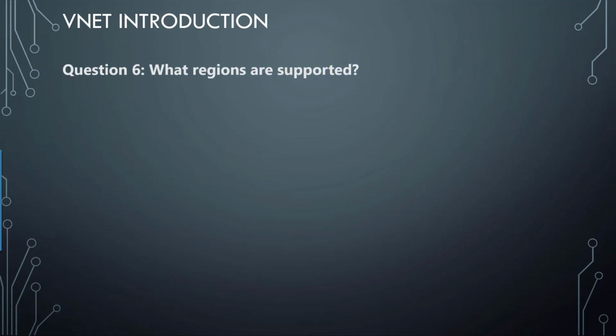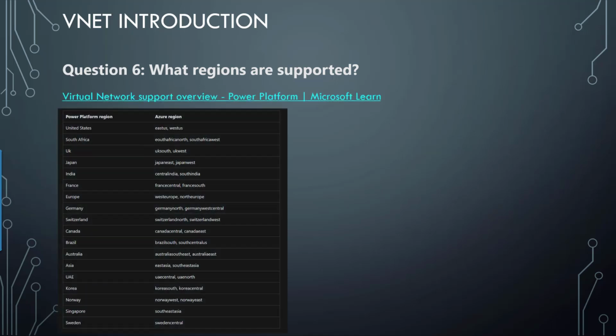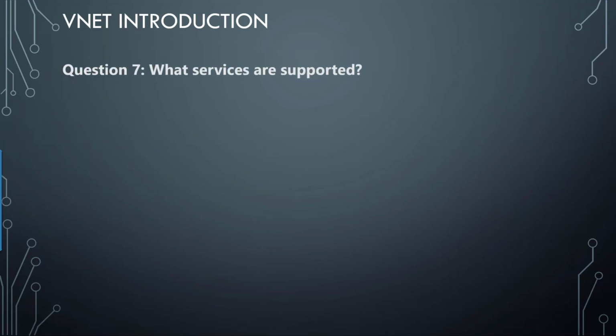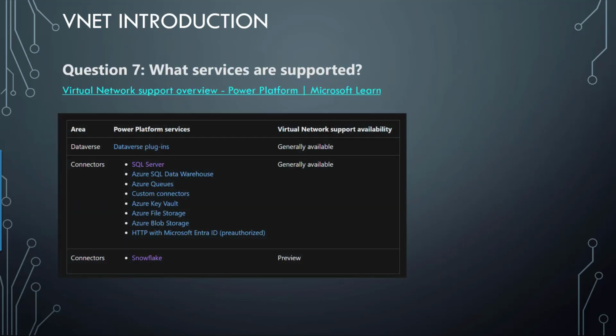And then we have a kind of limitation on the regions. And this is something you have to be very careful about. Later, when we come to the setup, I will show you details. So here are the regions that are supported. Check it out. And then we have services that are supported. And at the moment, these are the services. So for example, you have SQL servers, Key Vault, file, blob storage, custom connectors, and so on.